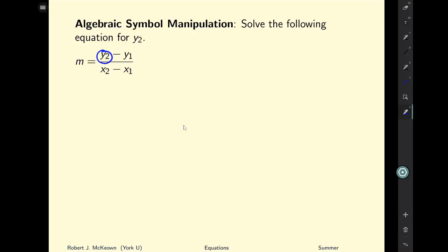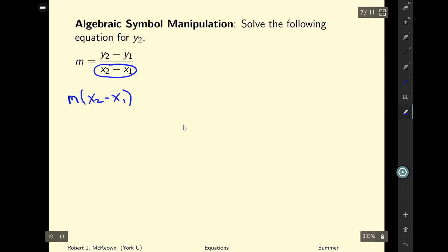If you can do it well, if you can do it easily, if you practice it so that you can do it before the test, you're going to have a great undergraduate career. You're going to be very relaxed, and everything is going to be easy. So let's go ahead and try and solve this equation for y2. The first thing I want to do is get rid of this denominator. And how am I going to do that? I'm going to multiply both sides of the equation by x2 minus x1. And so I'm going to have m times x2 minus x1 is equal to y2 minus y1. And I'm pretty much there. I'm going to add y1 to both sides of the equation.